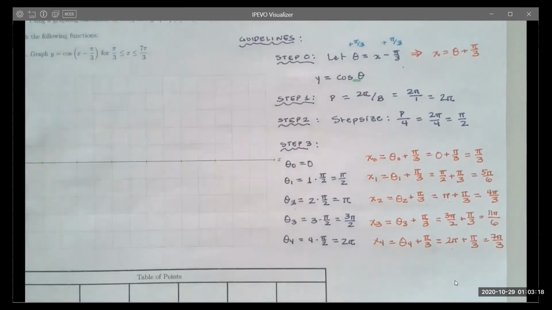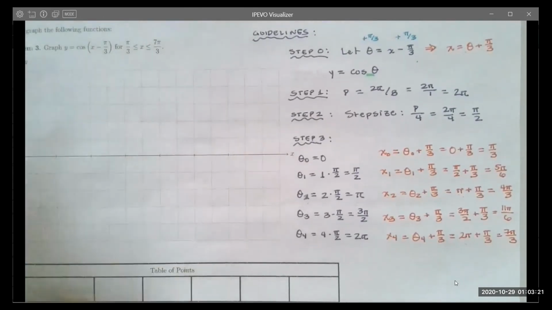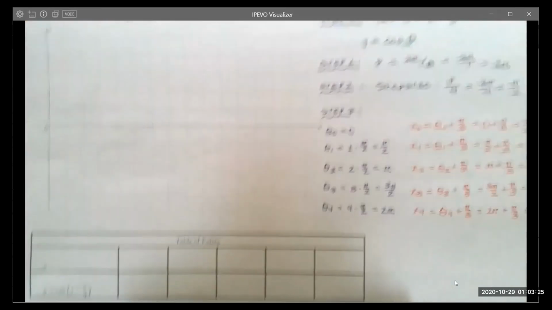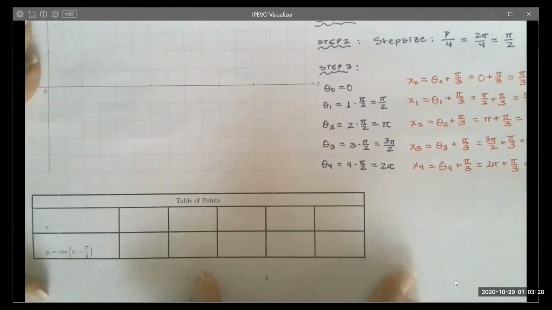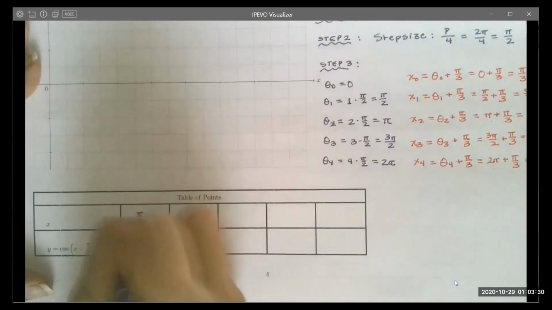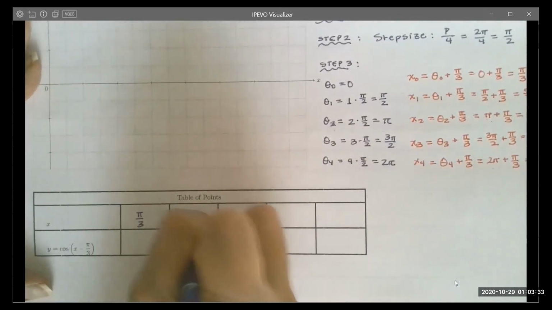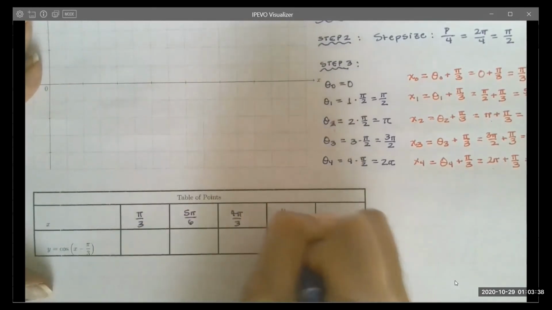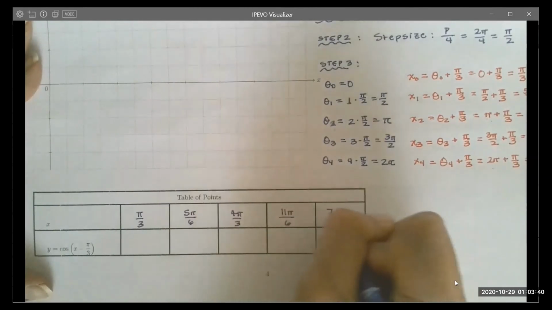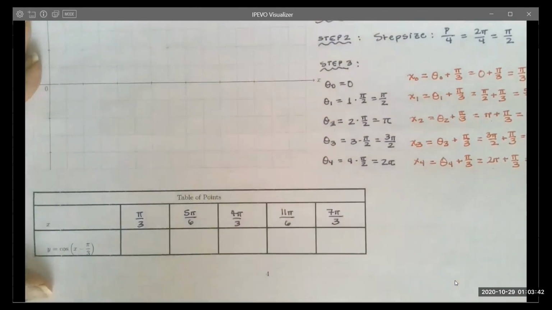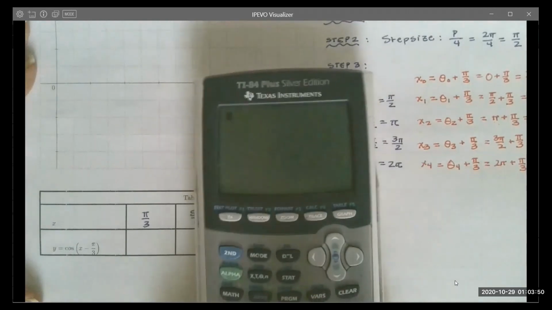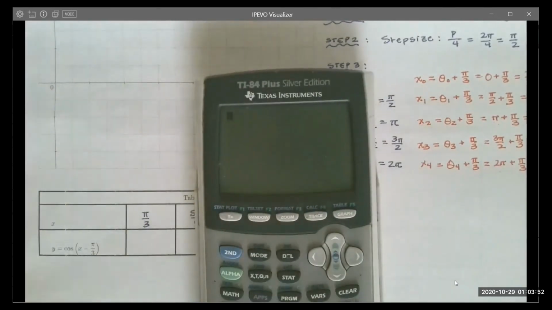So now we have the important x values, which I'm going to transfer over to the table of points. Okay, so the first one is pi over 3, followed by 5 pi over 6, 4 pi over 3, 11 pi over 6, and 7 pi over 3. And we can plug them into the calculator or into our equation using our calculator.